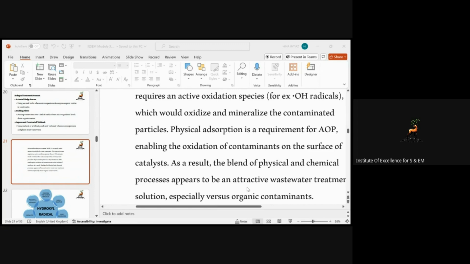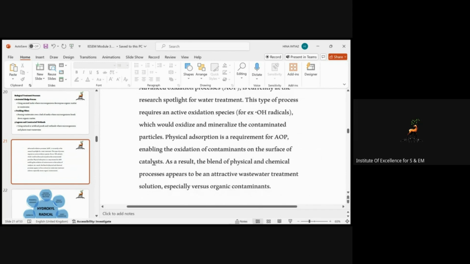Anybody have any idea what is meant by the term catalyst? Okay, I will tell you. A catalyst is basically any element or anything which can speed up the reaction. Catalyst means to accelerate, to elevate the treatment processes.